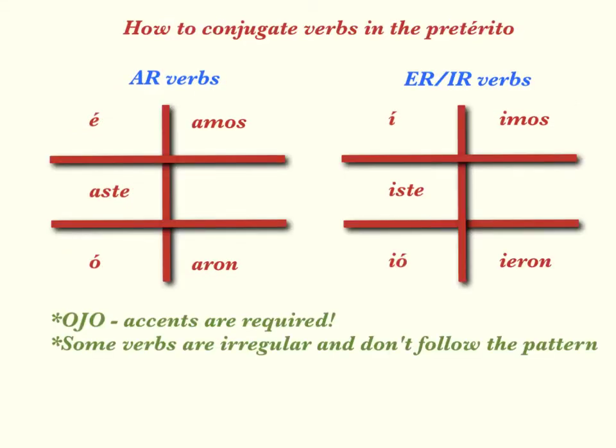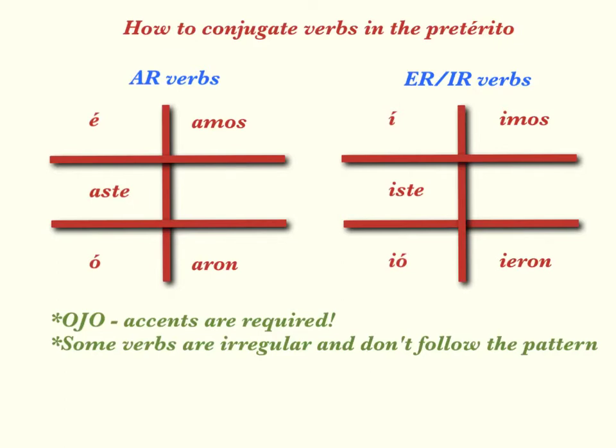So let's look at how to conjugate verbs in the pretérito, which is the preterite, where actions are completed. Now, as you probably guessed, we are going to have charts with these, and this is because the endings on our verbs are going to change to reflect that we are speaking in the past tense.